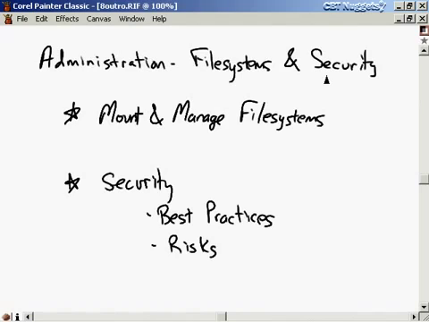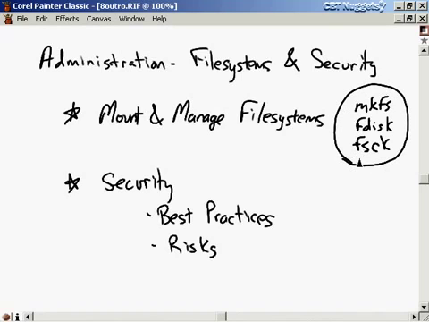Let's wrap up this nugget with a review of what we talked about. We talked all about the administration of file systems and security in Linux. First, we talked about mounting and managing file systems and partitions and devices on your system. To do that, we learned the commands makefs to make a file system or format a disk. Then we talked about the fdisk command and the fscheck commands. And don't forget, all three of these commands can be really dangerous and wipe out data on your disk, so be sure you know exactly what you're doing before you use those.